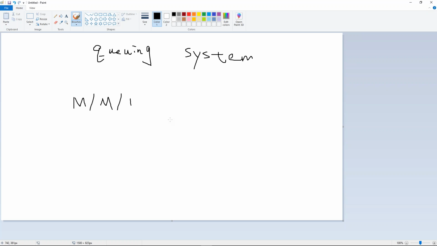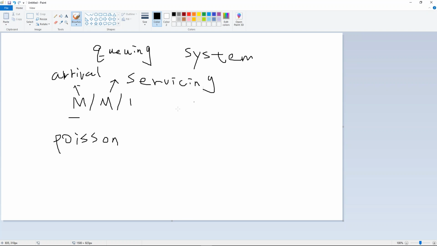M stands for exponential arrival, Poisson process, Poisson arrival, meaning that each individual inter-arrival time into the queue follows an exponential distribution. So this is called the arrival process. And then the second M stands for the servicing process.